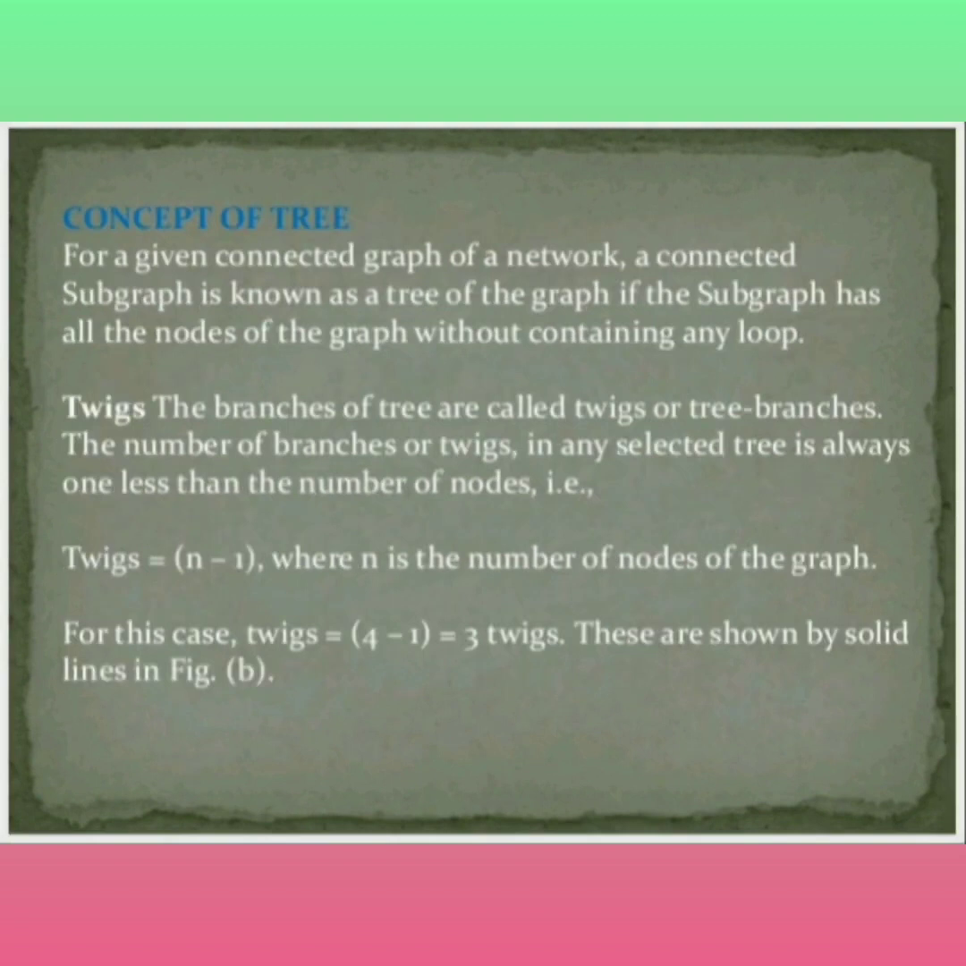Concept of tree. For a given connected graph, a connected subgraph is known as a tree of the graph if the subgraph has all the nodes of the graph without containing any loop. Twigs. The branches of the tree are called twigs or tree branches. The number of branches or twigs in any selected tree is always one less than the number of nodes, that is, twigs is equal to n minus 1, where n is the number of nodes of the graph. For this case, twigs is equal to 4 minus 1, which is 3 twigs. These are shown by the solid lines in figure B.